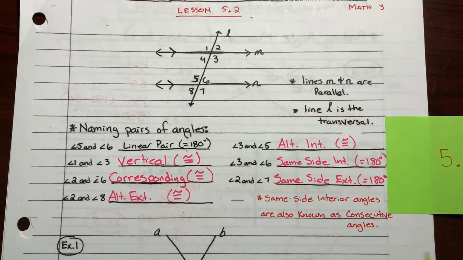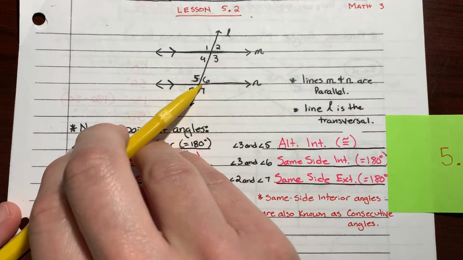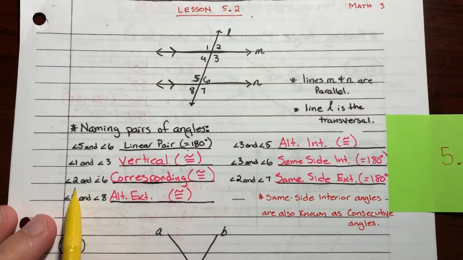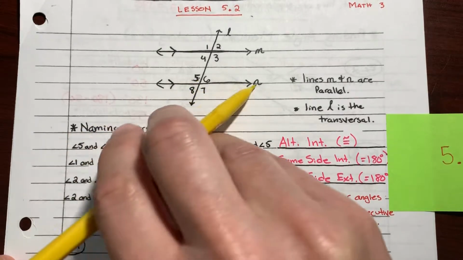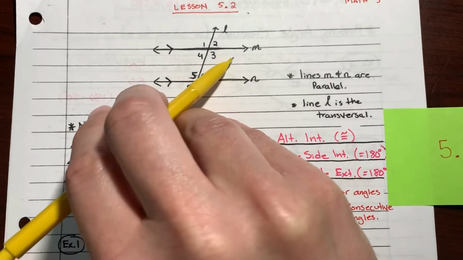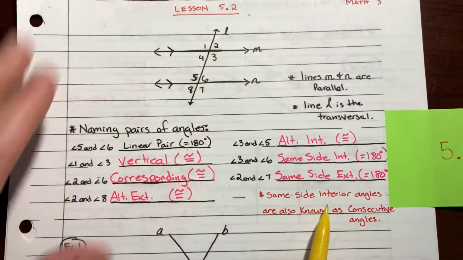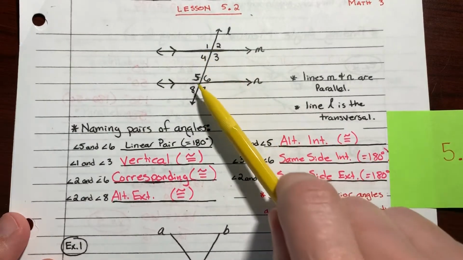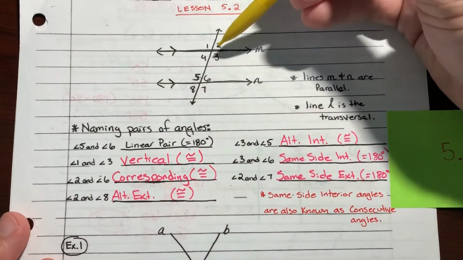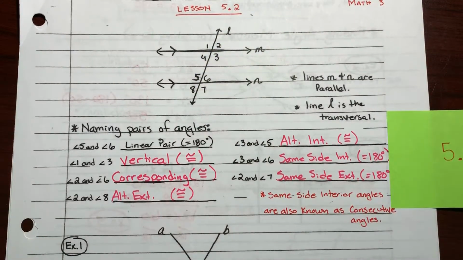Corresponding angles just face out in the same direction. Like this one here, angles, let's see, what did I say, 2 and 6? Angle 6 is right here on parallel line N, and it faces up and to the right, where angle 2 is also facing up and to the right. And so those are corresponding. 1 and 5 would be corresponding. 3 and 7, 4 and 8, they're all corresponding.